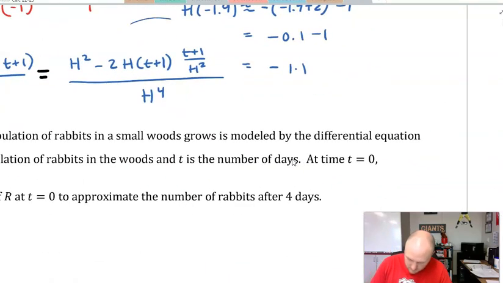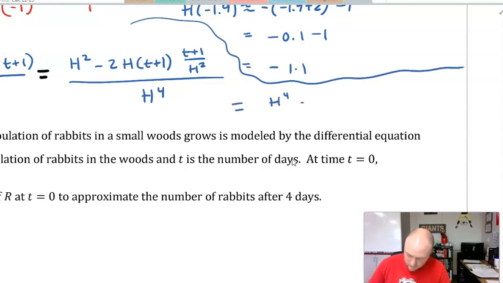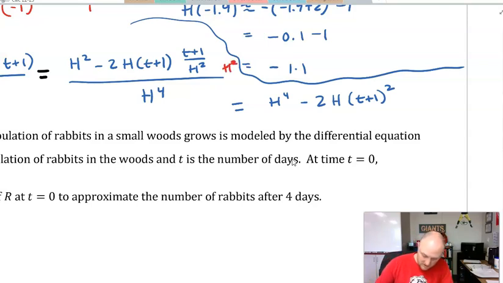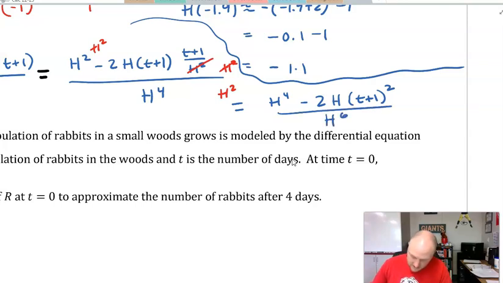Running out of room here. Okay, so this would be h to the 4th minus 2h times t plus 1 squared, right? If I multiply by h squared here, that's going to cancel. We get t plus 1 squared, and then multiply by h squared here, and h squared here, over h to the 6th. Right? Multiplying variables, we're going to add those exponents. So there might be a multiple choice one that you would see.